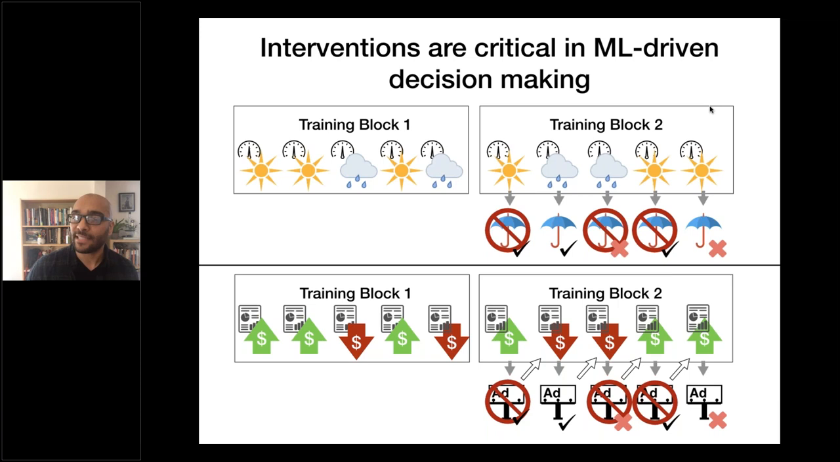And so if I want to combine these two things together, I have one block of the training data where I didn't run any ads, and another block where I did. Now, a causal model can cure this by modeling the intervention. Running the advertisement is the intervention. And if it has an intervention model, then it can adjust for the effect of the intervention on the underlying data generating distribution.